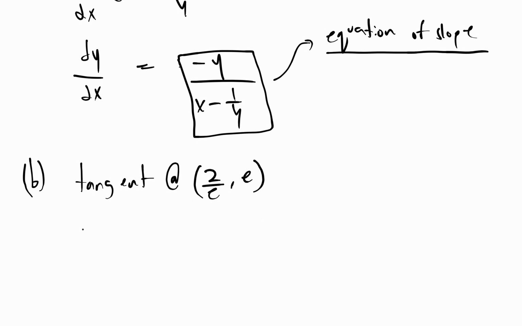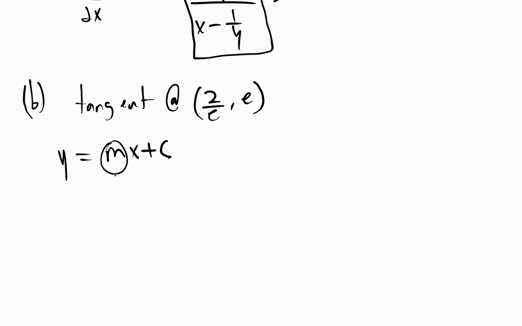Because the tangent is written in the y is equal to mx plus c form. If I substitute the values into this equation of slope, I'll get the actual slope and I will be able to solve for m, which is the slope. So let's do that. Let's substitute everything in. Negative e, because e goes for y and 2 by e goes for x, over 2 by e minus 1 over e, right? And this just simplifies to negative e over 1 over e, and again that's equal to negative e square. Now m we now know is equal to negative e square.